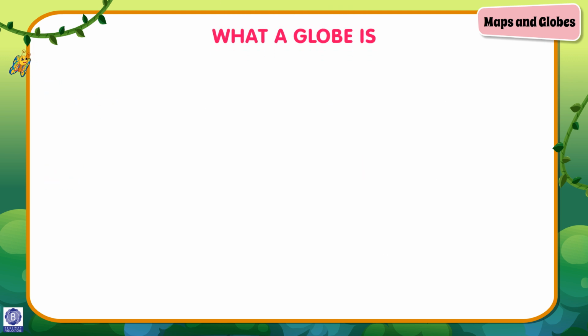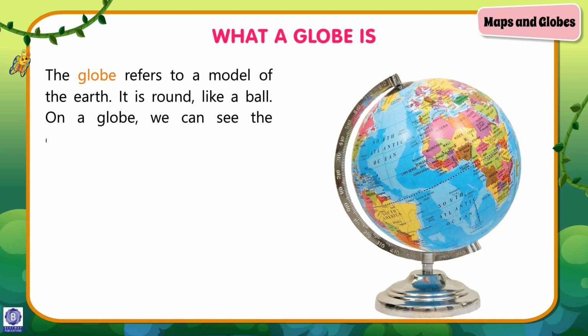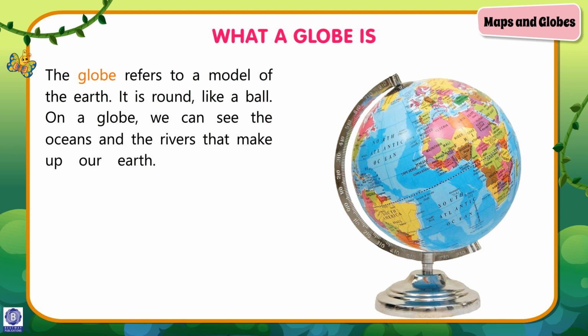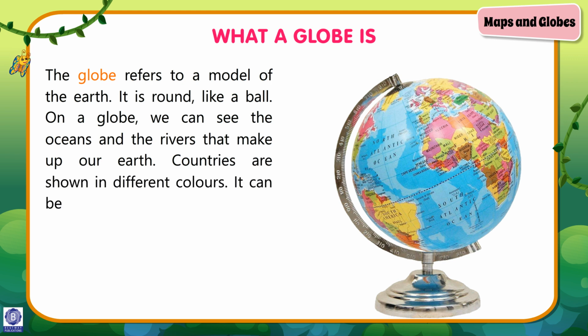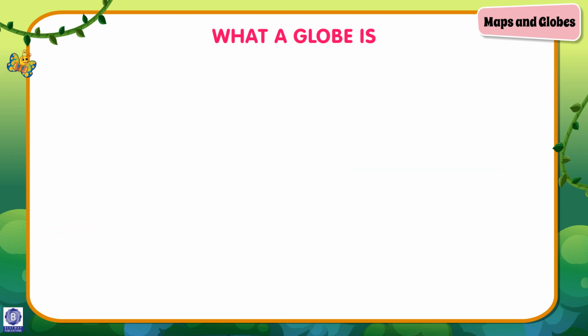What a globe is. The globe refers to a model of the earth. It is round like a ball. On a globe, we can see the oceans and the rivers that make up our earth. Countries are shown in different colors. It can be spun. It represents the continents and oceans in their true shapes.